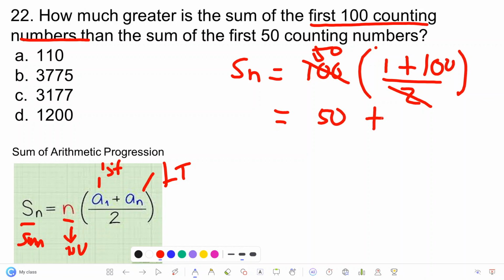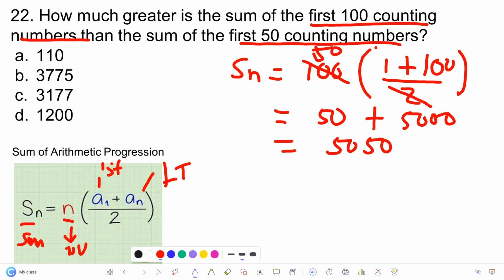50 times 1 pala is 50, and 50 times 100 is equal to 5,000. So this will be simply equal to 5,050. Okay? Ngayon, punta naman tayo sa sum ng first 50 counting numbers.